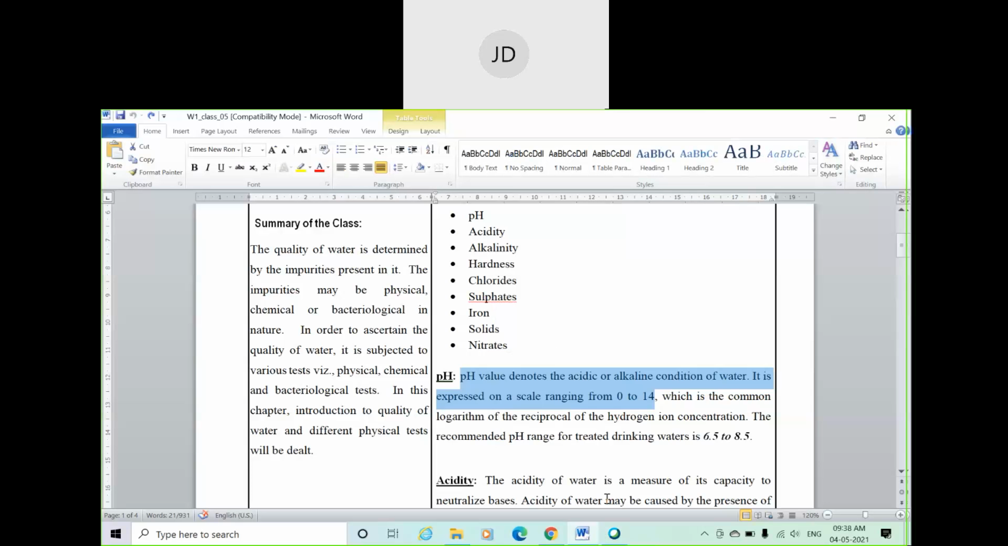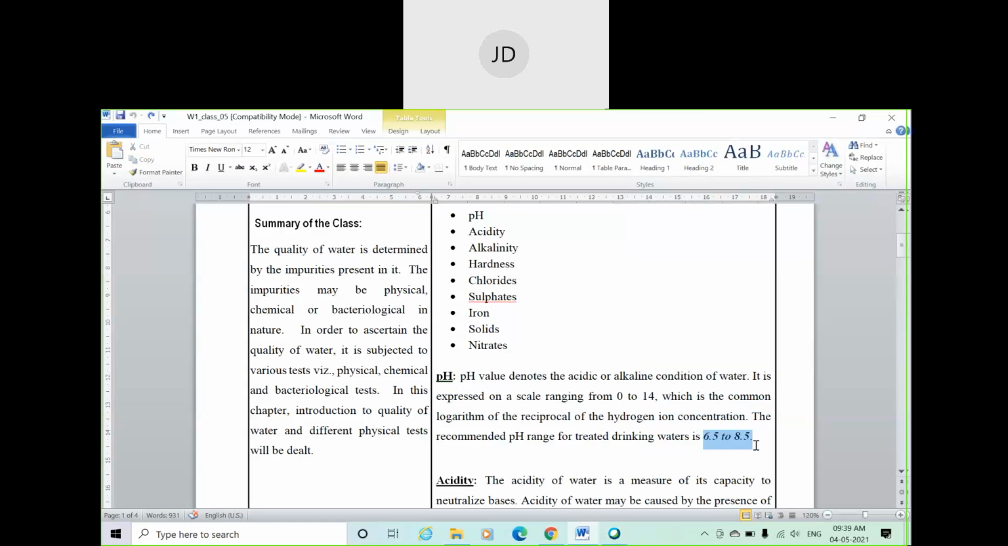pH is the common logarithm of the reciprocal of hydrogen ion concentration. That means the hydrogen ion concentration present in a particular water is reflected in pH. And very important, the next line: the permissible range of pH of treated drinking water. The pH of drinking water must range between 6.5 and 8.5.